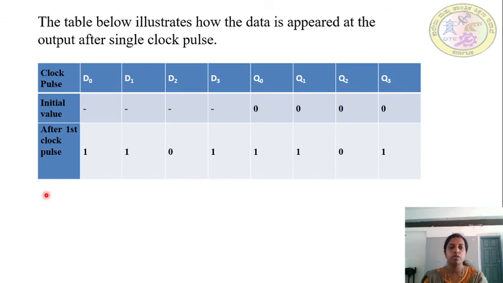The table below illustrates how the data appears at the output after a single clock pulse. Initial value: the corresponding inputs are D0, D1, D2 and D3. They are completely shifted to Q0, Q1, Q2 and Q3, that is 0, 0, 0, 0, after the first clock pulse. So whatever input we have, that is 1, 1, 0, 1, will be shifted to the corresponding output 1, 1, 0, 1.